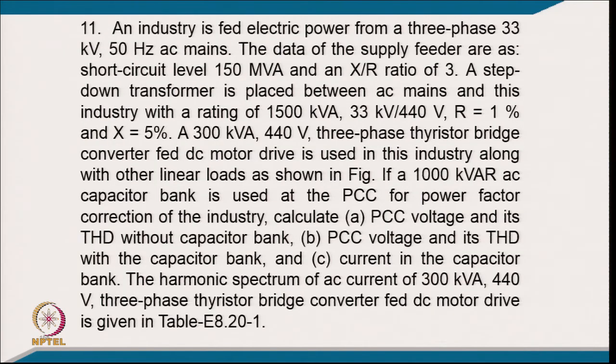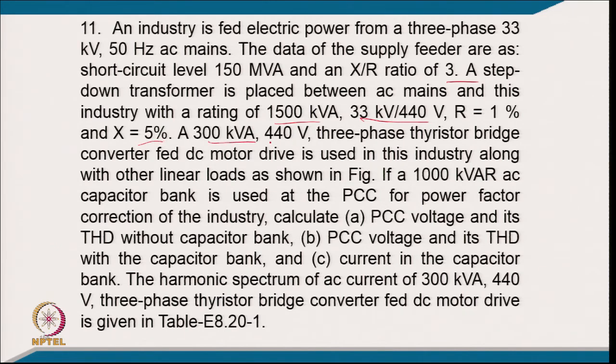So, coming now to another numerical problem interrelated with that, there is the 11th problem. An industry is fed electric power from a 3 phase 33 kV 50 hertz AC mains. The data of the supply feeder are: short circuit level 50 MVA, X upon R of 3, and a step down transformer is placed between the AC mains and the industry with a rating of 1500 kVA, 33 kV upon 440 volt, with resistance of 1% and reactance of 5%.